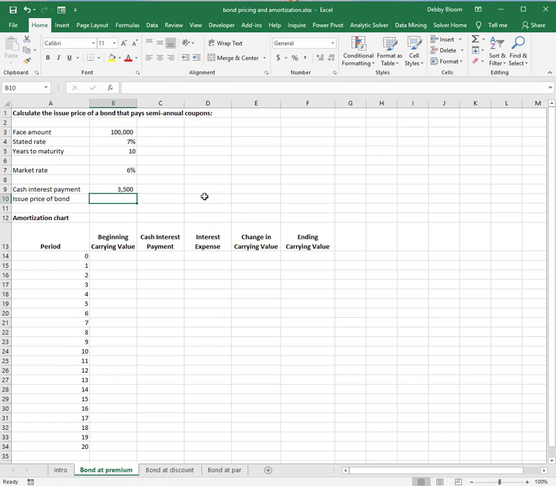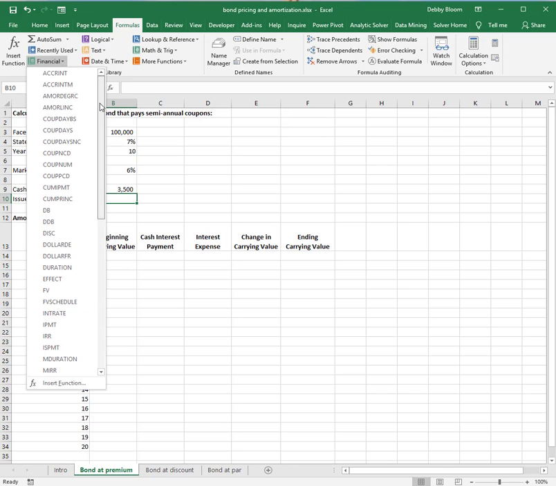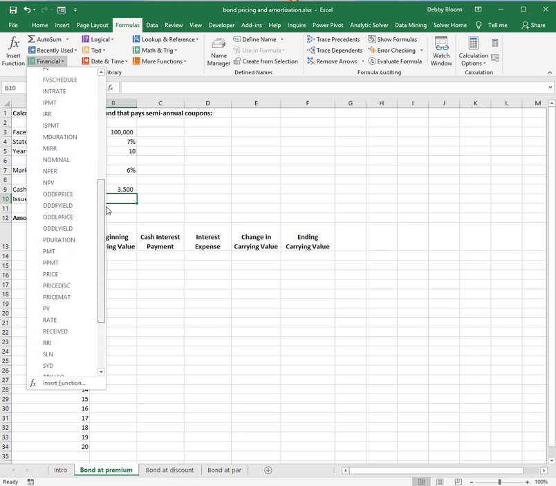So to calculate the issue price of the bond, I'm going to click in cell B10. I'm going to click Formulas. In the function library, I'm going to click Financial, and I'm going to find PV for present value.